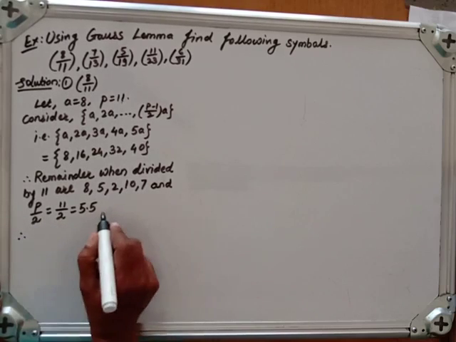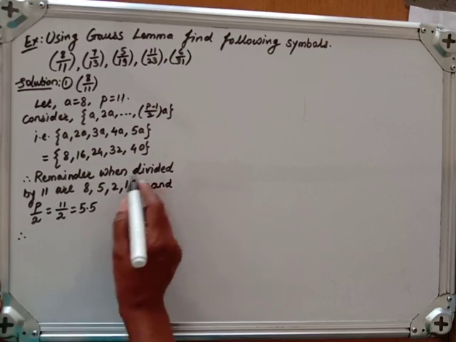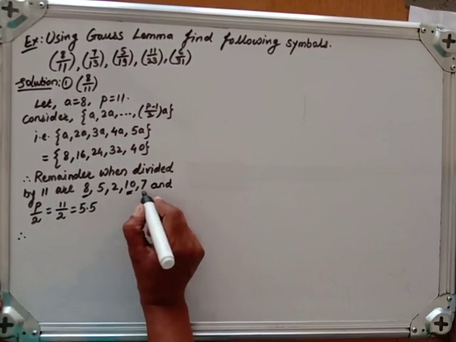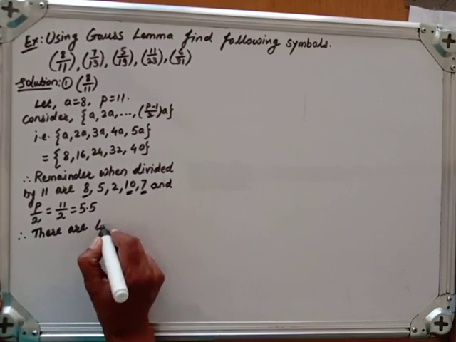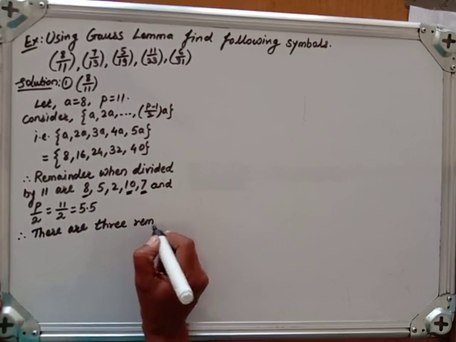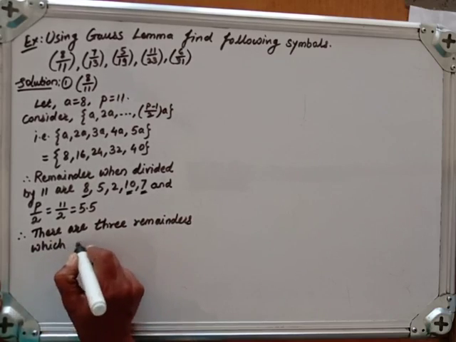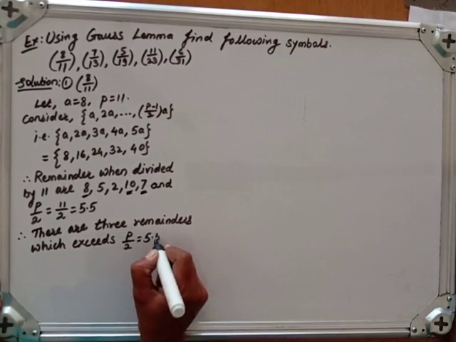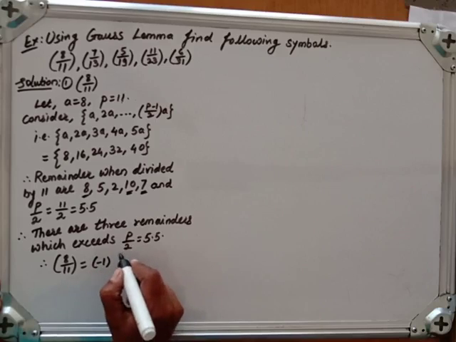That is 5.5. Therefore, how many remainders have a value greater than 5.5? Here 8 is greater than 5.5, 10 is greater than 5.5 and 7 is greater than 5.5. So there are 3 remainders which exceed p by 2, that is 5.5. Therefore, the Legendre symbol of 8 over 11 is minus 1 raised to 3, that is minus 1.